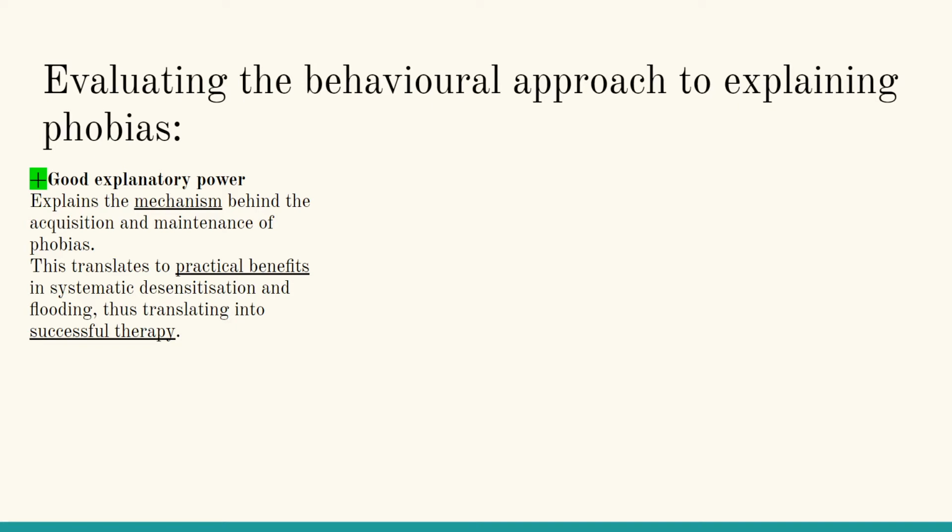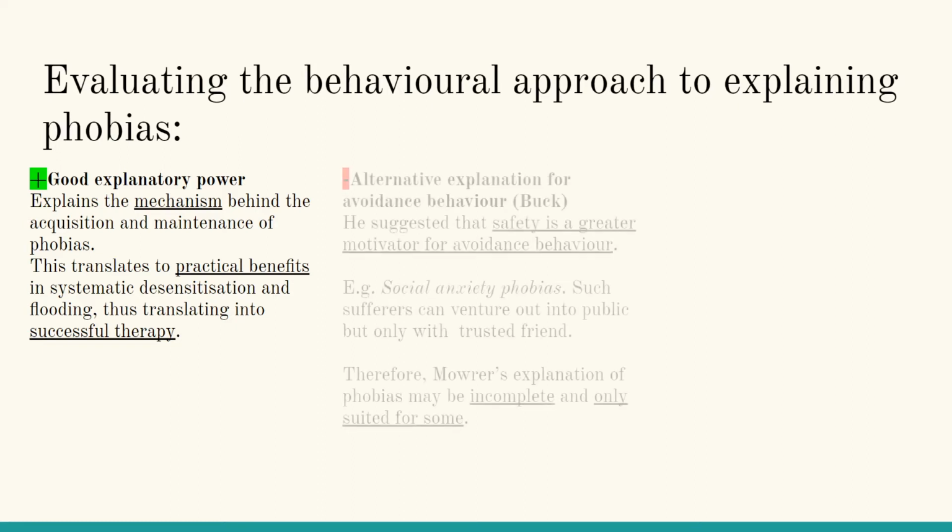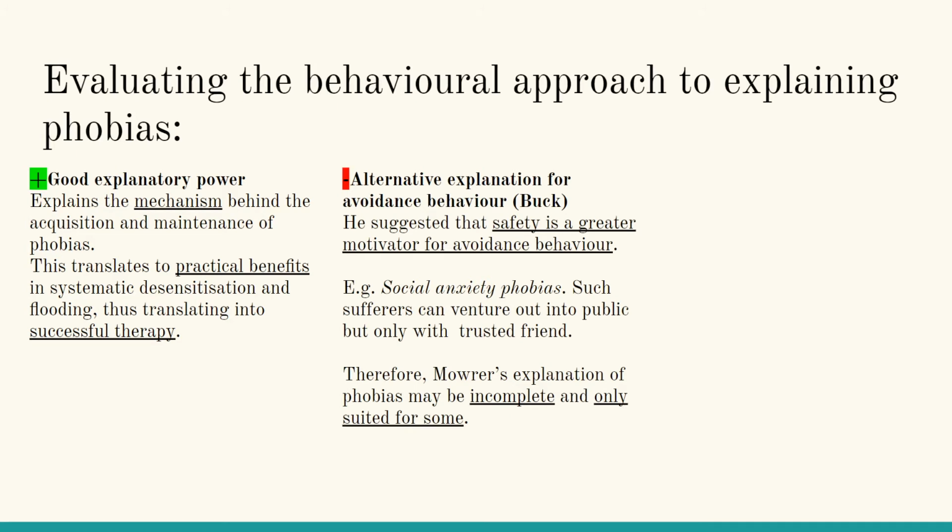However, there are also some negative evaluations for this explanation of phobias. A psychologist named Buck suggested that there may be an alternative explanation for avoidance behaviour. He believed that safety is a greater motivator for avoidance behaviour compared to simply avoiding the anxiety associated with the phobic stimulus. For example, he uses the idea of social anxiety phobias. Such sufferers can venture out into public but only with a trusted friend, despite still being exposed to hundreds of strangers, which would usually trigger their anxiety. This means that Mowrer's explanation of phobias may be incomplete and only suited for some.